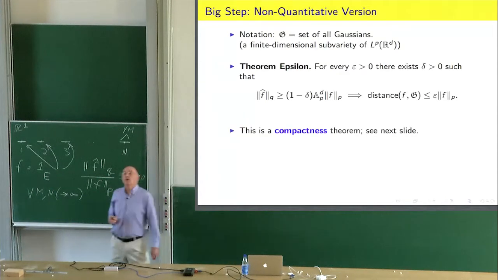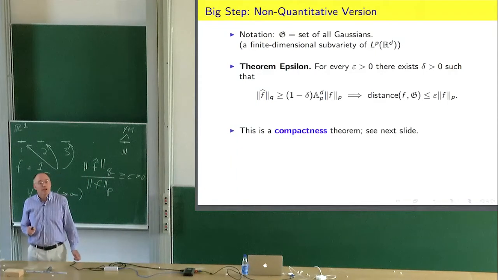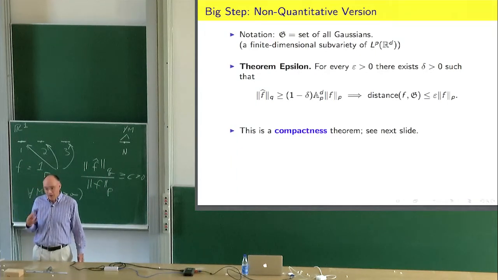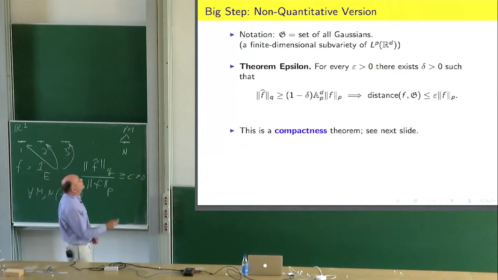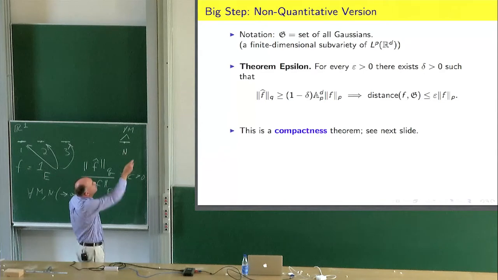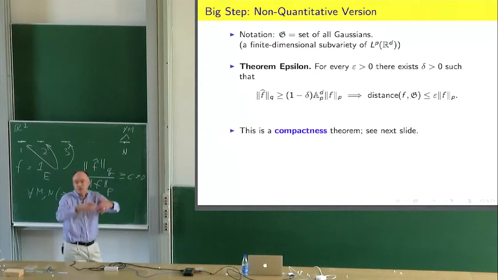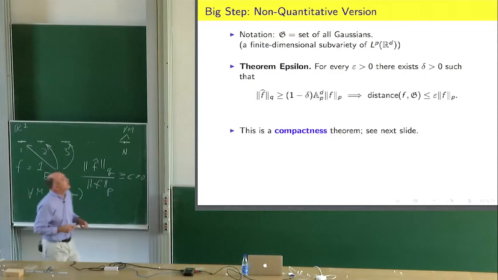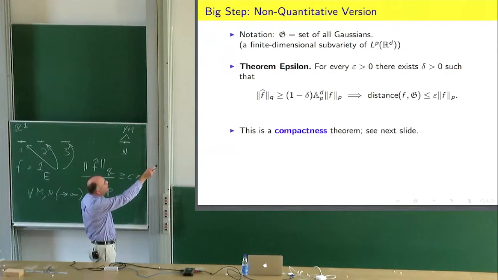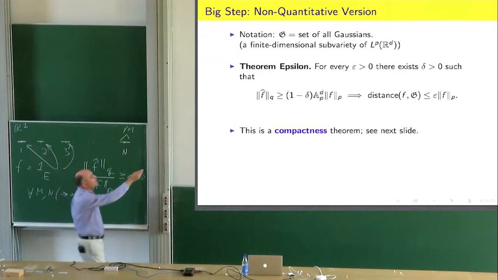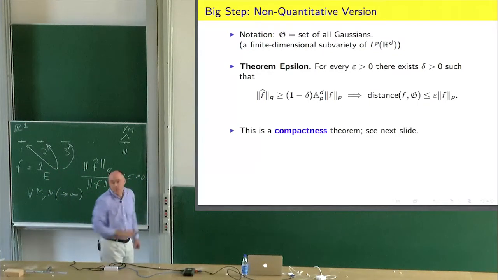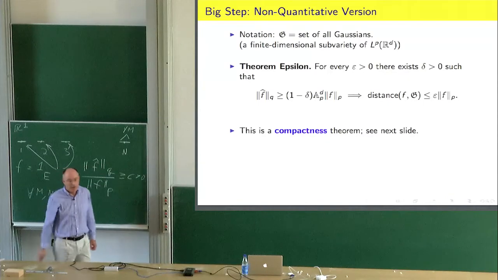Okay. Now, I'm going to devote almost the entire lecture to outlining the proof of a much weaker statement. So this is a completely non-quantitative statement. Again, G is the set of all Gaussians, which is a certain finite dimensional subvariety of L^p of R^d. This theorem says that given any epsilon, there exists a delta, so that if you come within a factor of 1 minus delta of extremizing, then you must be within distance epsilon of a Gaussian with the appropriate homogeneity in the norm of f.